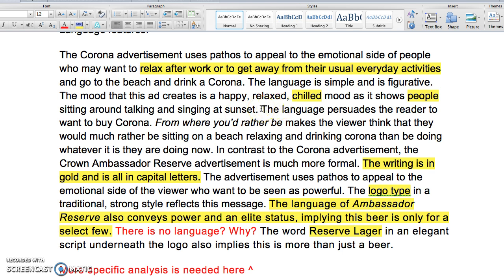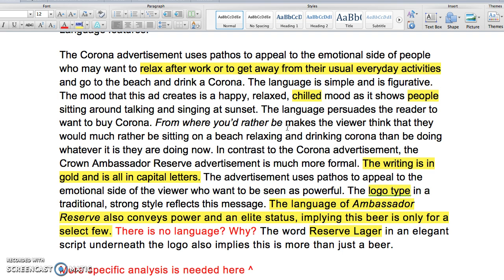So direct address, simple language, and it's very limited. They don't use a lot of language because the focus is all on that mood of the beach at sunset. Now, don't keep telling me what is shown in the advertisement, because I have eyes and I can see it. You need to be analyzing the reasons why the advertisers have put every little last thing in that advertisement. So the direct address makes a direct address to the target audience or the consumer, not the reader, to create an emotional connection.